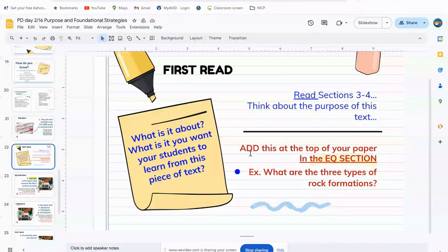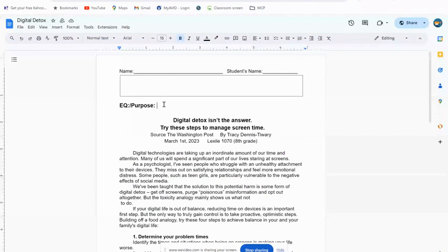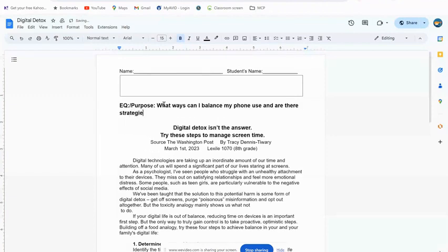All right, so what was the purpose of reading this text? I think this text, the essential question, and you can add it to the top of your paper. The essential question, I think, from what I'm reading, is what ways can I balance my phone use, and are there strategies to do so? Go ahead and add that to your article just like we did, because that's going to really help you with the next couple of steps.